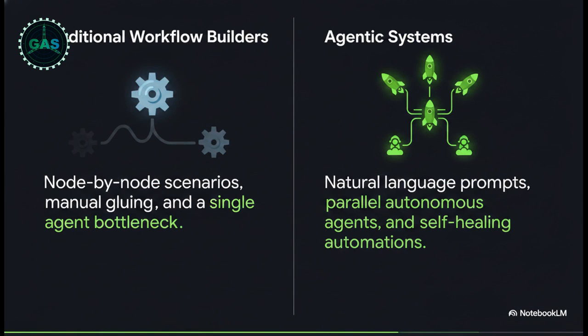To really wrap our heads around this shift, we just need to contrast the old with the new. Remember traditional workflow builders? You had to manually route every single edge case. Total nightmare, right? Just a massive single-agent bottleneck. On the flip side, look at the new reality of agentic systems. We're talking natural language prompts. You can have 5, 6, even 7 autonomous agents working on entirely independent tasks all at the same time. And honestly, the coolest part? They feature self-healing automations. They literally fix their own errors on the fly. Building software has fundamentally, irrevocably changed.